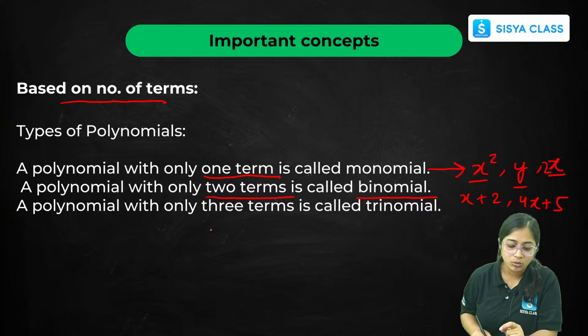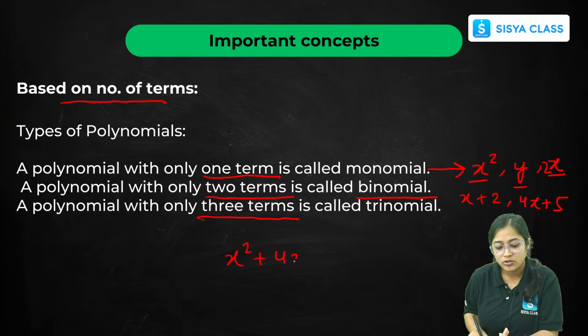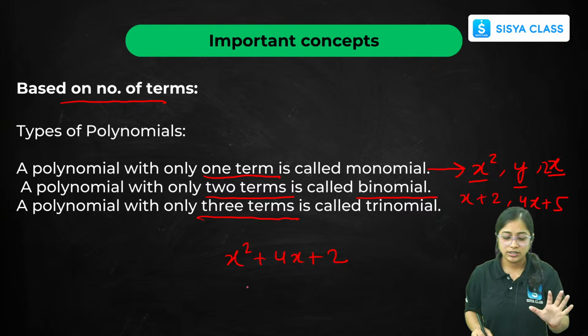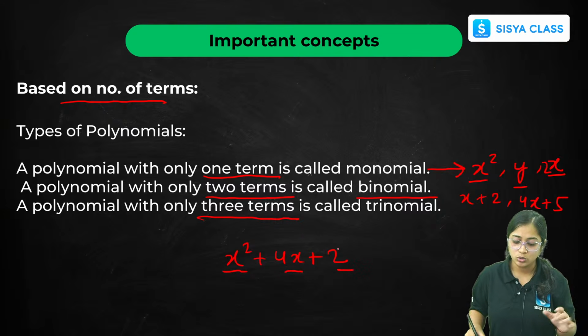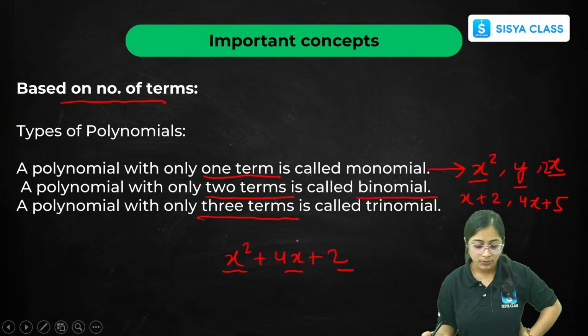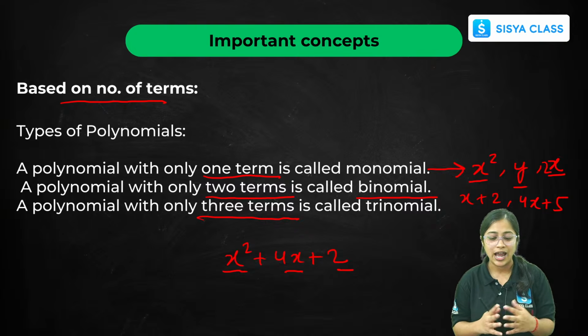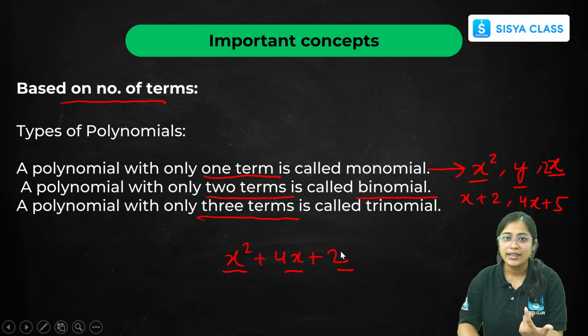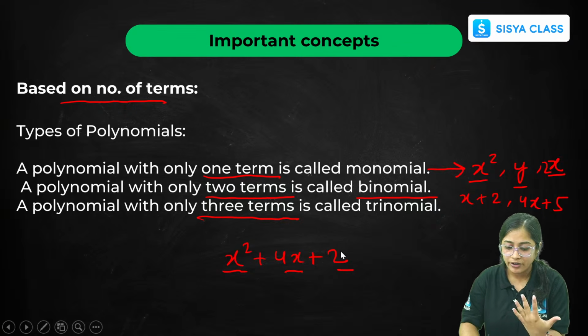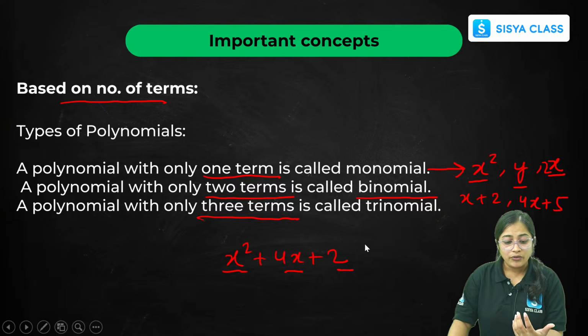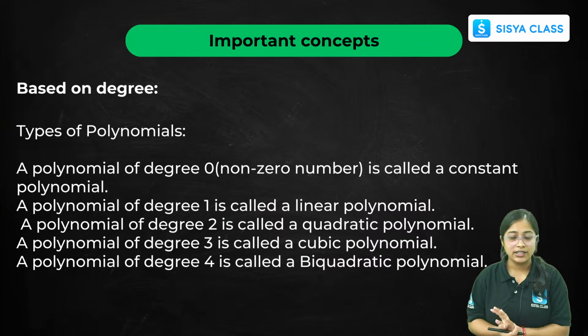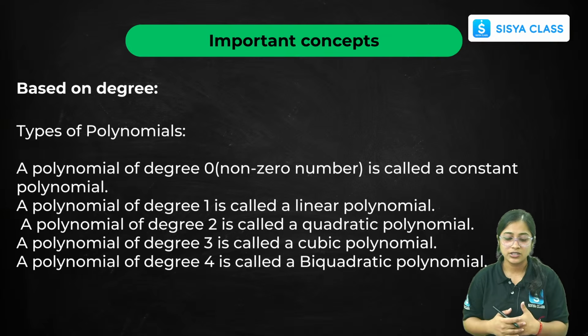Now what is trinomial? In which you have three terms. So you can take any trinomial, for example x square plus 4x plus 2, right? In this we have only three terms, x square, 4x and 2. So this is a trinomial, right? So on the basis of the number of terms, we have three types of polynomials, that is monomial, binomial and trinomial. Okay. Now we will see what the types of polynomials are based on degree.